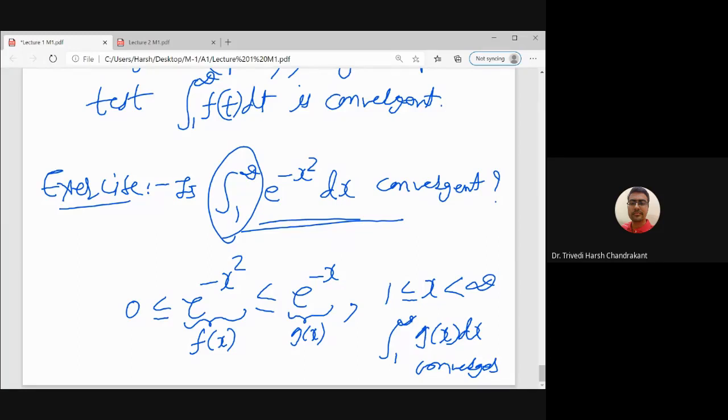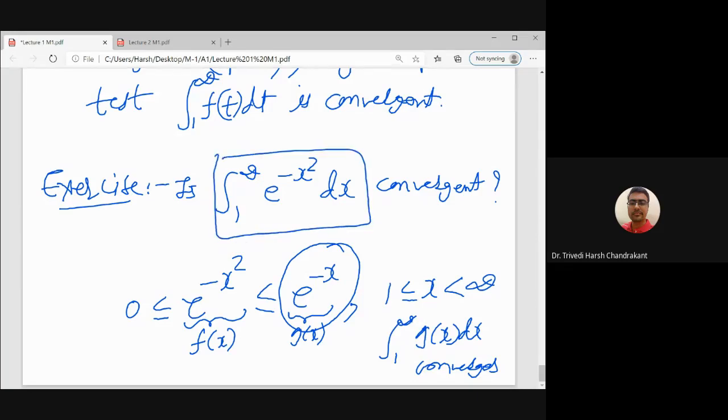Here you can see that we are comparing not with 1 upon t power p, but with the other function. Another thing to note is that this function is not integrable directly, but what we are saying is that the area is finite. We are not exactly finding the area of the function. We are only saying that the area is dominated by the area of the function e power minus x.